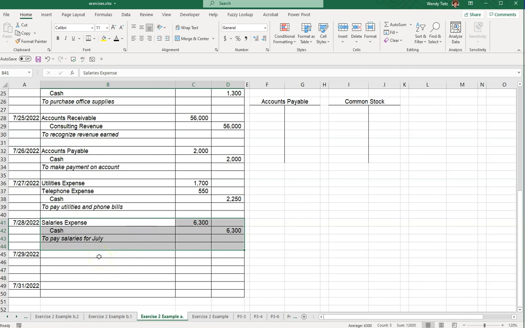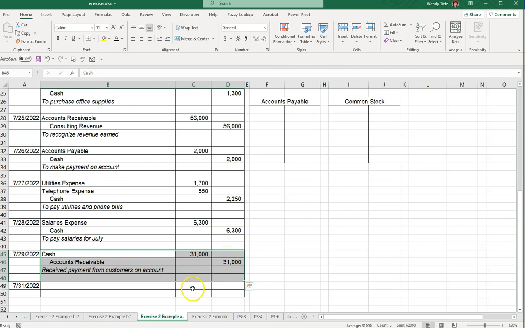Okay. July 29th, we received $31,000 from customers in partial settlement of the accounts receivable. So those billings that we did, some of the customers are paying us. So we're getting cash. So we are going to debit cash because cash is increasing and cash is an asset. And we're going to credit accounts receivable for $31,000.